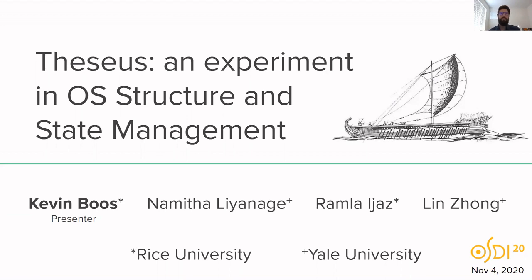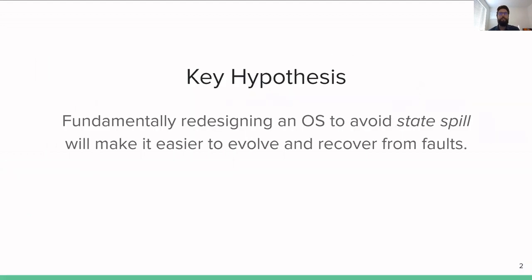This work was done in collaboration with my colleagues at Rice and Yale University, Namatha, Ramla, and Lin. In this work, the key research hypothesis guiding our OS experimentation is whether fundamentally redesigning an OS to avoid state spill will make evolution and fault recovery of the OS components easier.